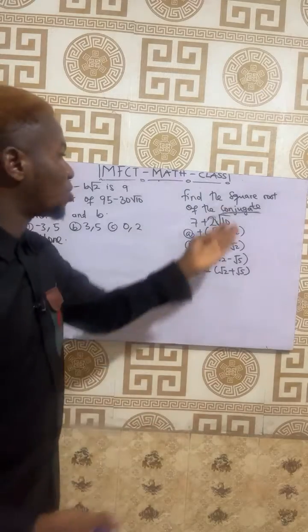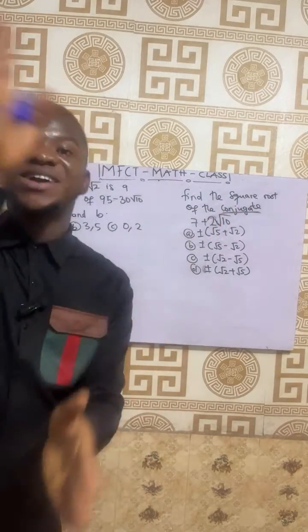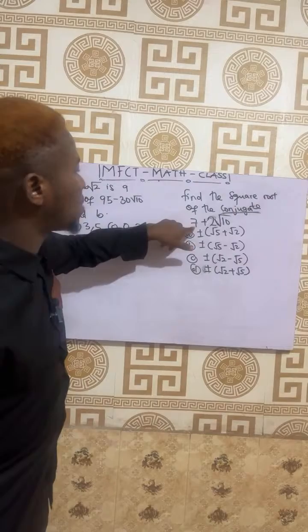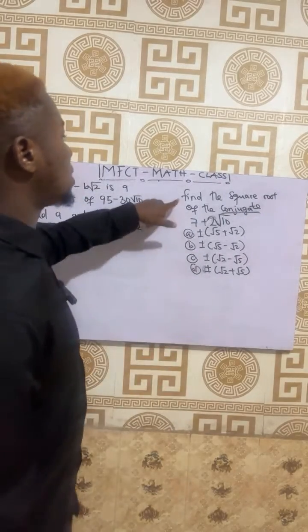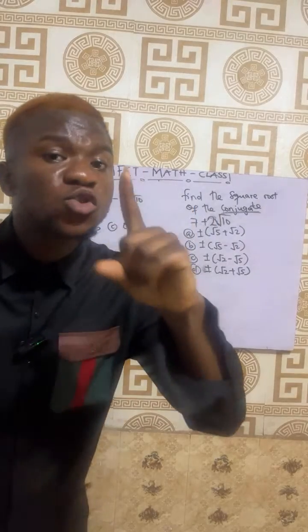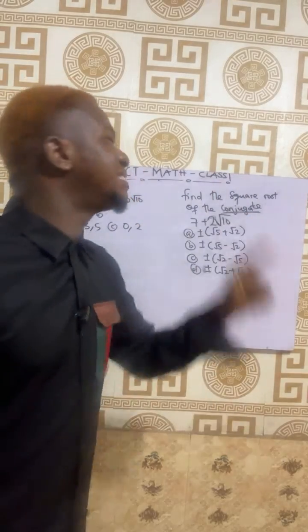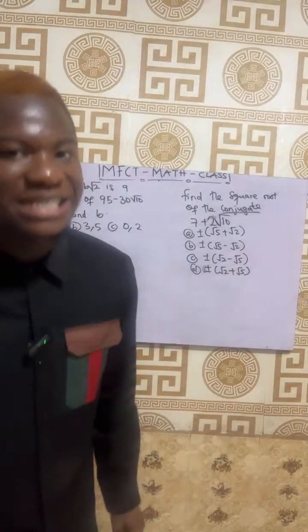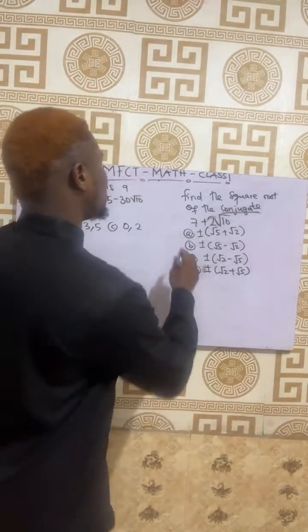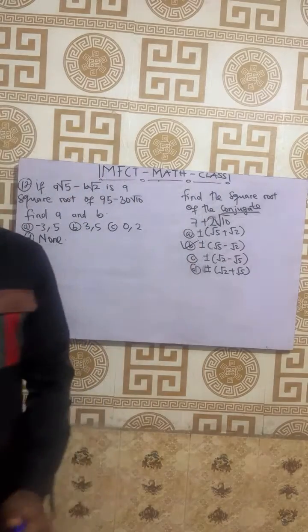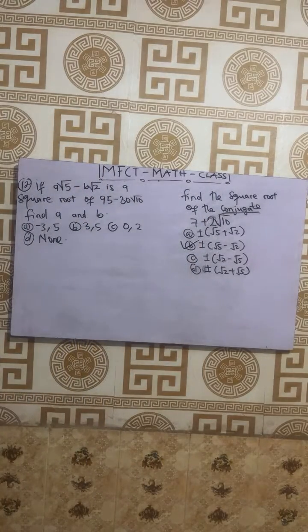I told you that whenever you are talking about conjugate, that will be the reverse of the sign. So the conjugate of 7 plus 2 root 10 is 7 minus 2 root 10. So this question is asking you to look for the square root of 7 minus 2 root 10 because of this conjugate. So the right answer should be option B. Do you get that? So note your mistake like that. So in the next question, you must get it. Now, guys, let's talk about this question.